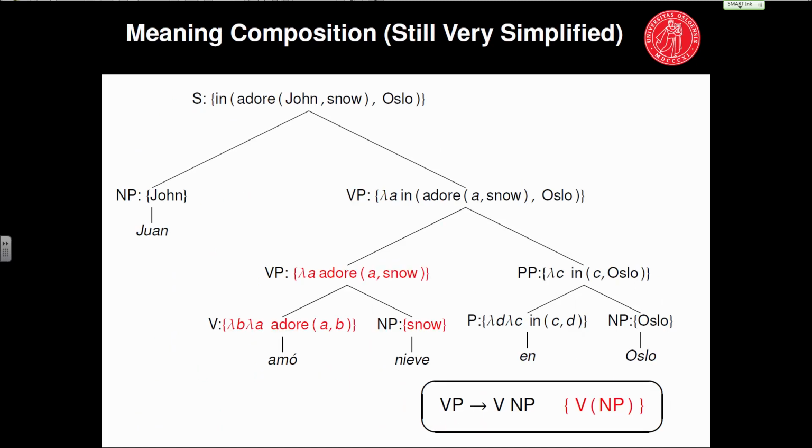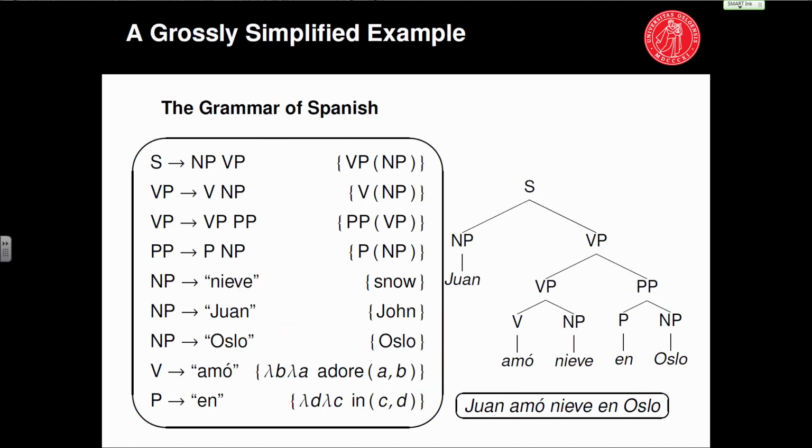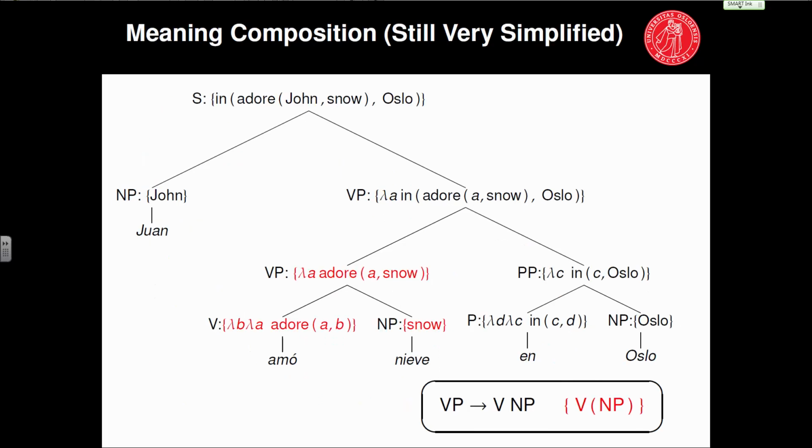Okay, let's put that to use. So here I have the same tree, it's the same structure, but now I actually put the meaning expressions on the nodes. So I still have the constituent categories here, but I have also paired each node with the corresponding meaning expressions. Down here, these just come from the grammar for the words.